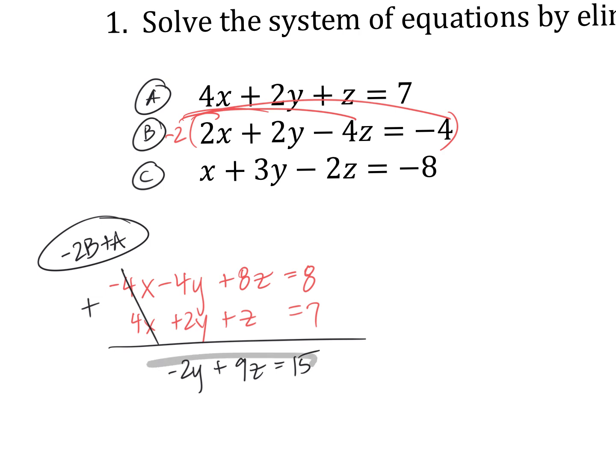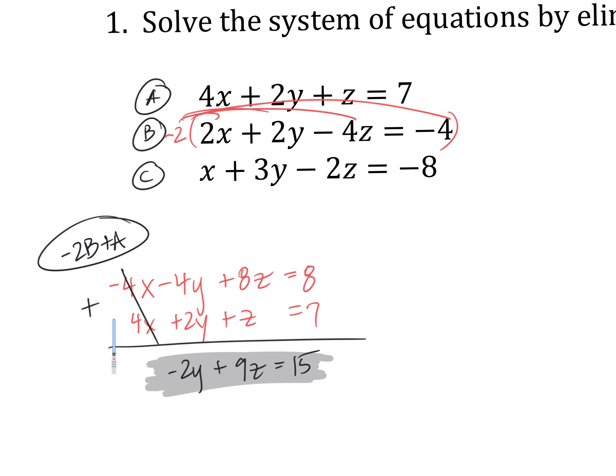Now, did we solve for a variable? Nope. That's where 3 systems of equations with 3 variables is annoying. We just got rid of an x. So here's what we need to do. Which of my 3 equations have I not involved yet? C. We need to involve C a second time doing something similar. Get rid of the same variable.